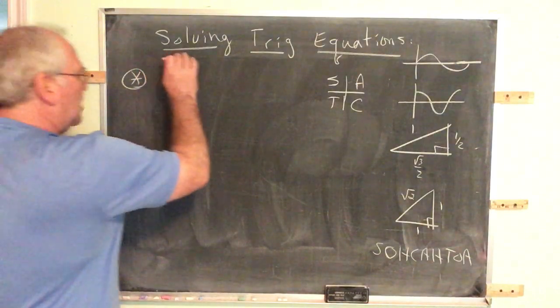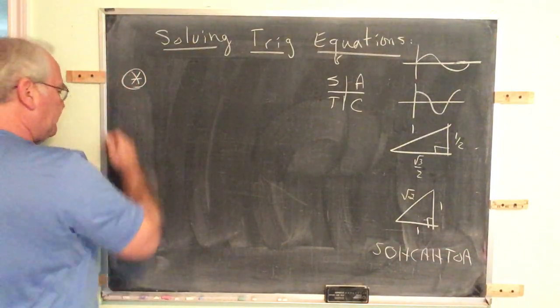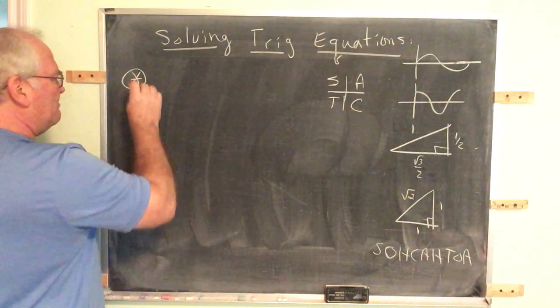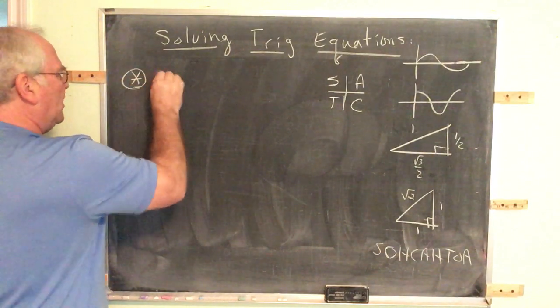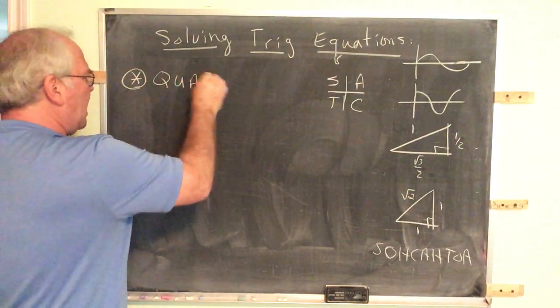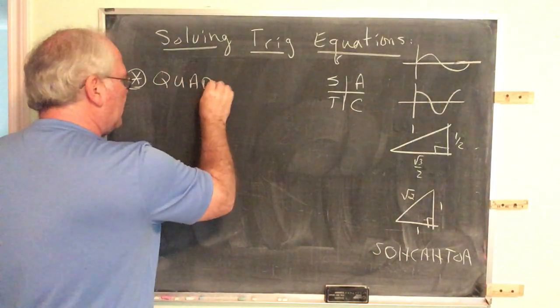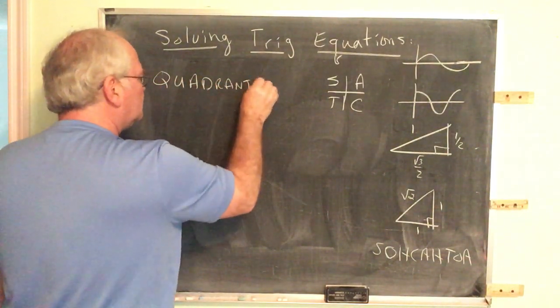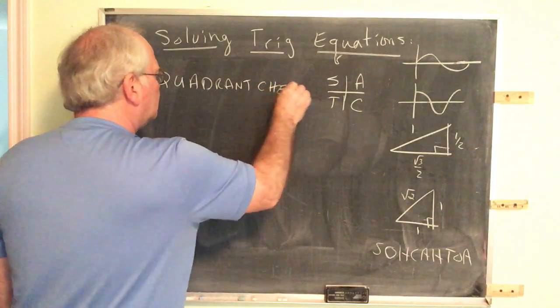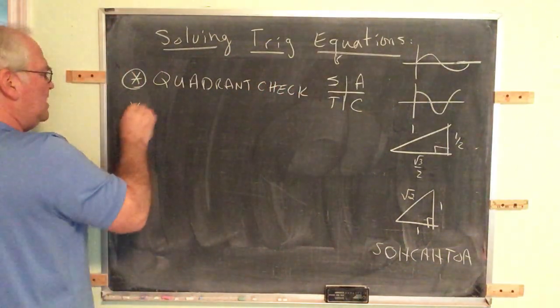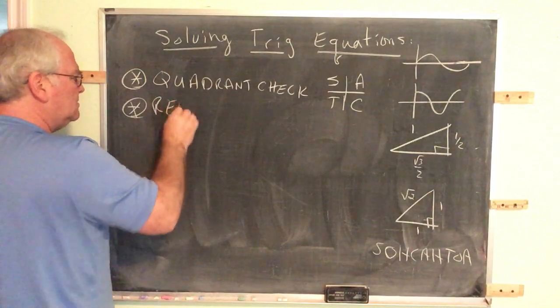So, solving trig equations. There are several steps in mind, but one thing we're going to have to bear in mind, somewhere in this process, we're going to need to do a quadrant check. I'm going to expand on this sequencing a little later, but for now, there needs to be a quadrant check, and there needs to be a reference angle.